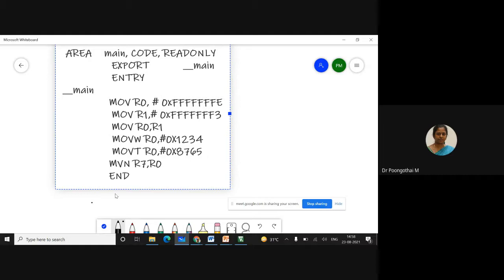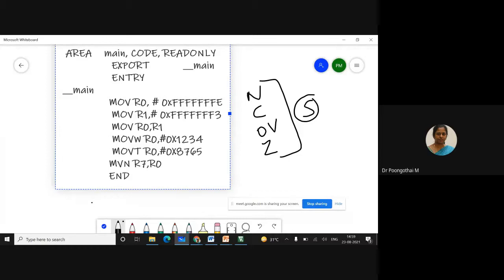The APSR register will hold your negative flag status and carry flag status. What are the flags? Negative, Zero, Carry, Overflow. Four flags we have. These flags will be affected only if we include the S suffix in the instructions. So this is your code structure.